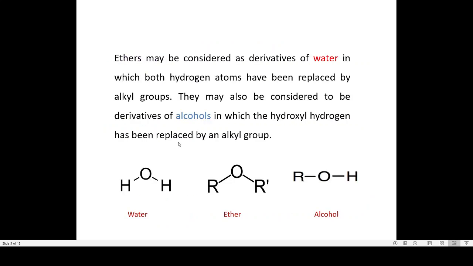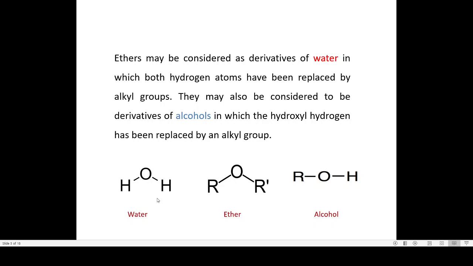So when we come to the ethers, the ether may be considered as the derivative of water in which both the hydrogen atoms have been replaced by an alkyl group. They may also be considered to be the derivatives of alcohol in which the hydroxyl hydrogen has been replaced by an alkyl group. So the ethers can be derivatives of either water or alcohol.